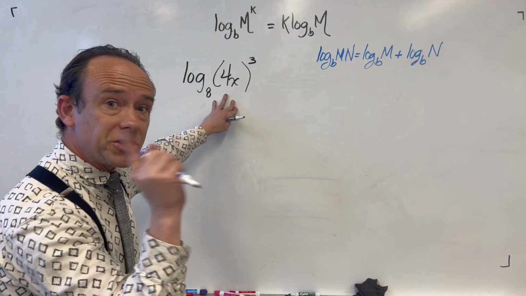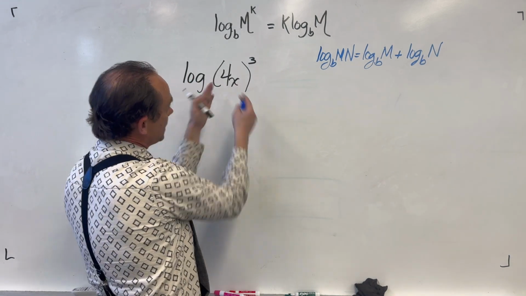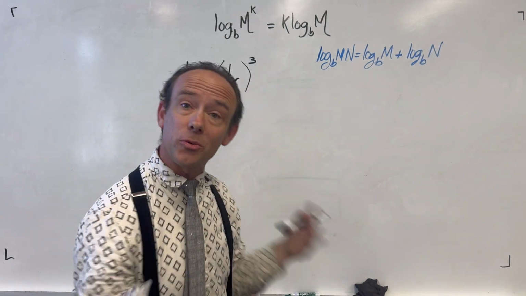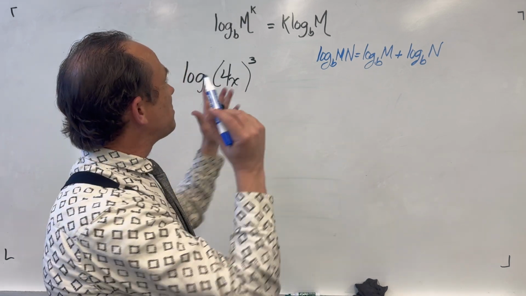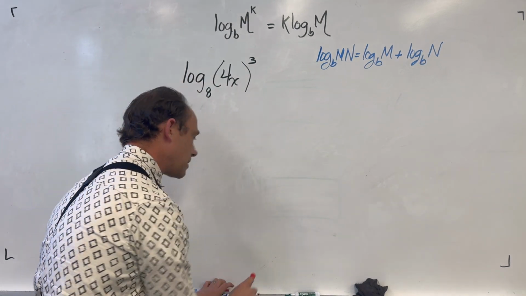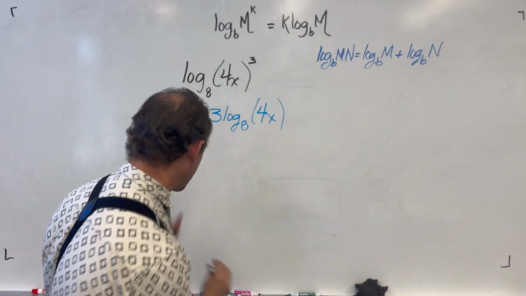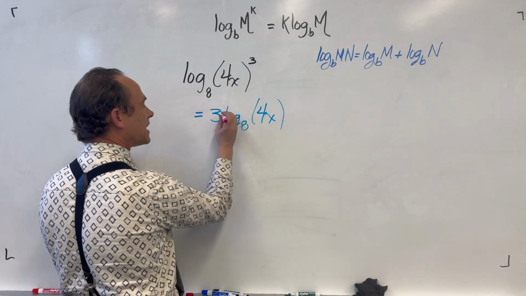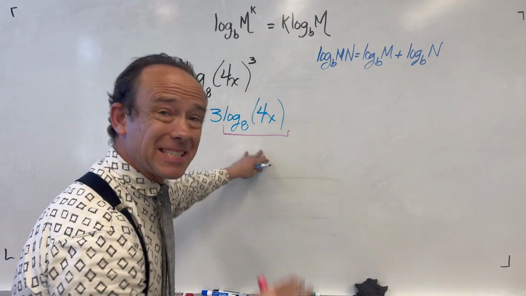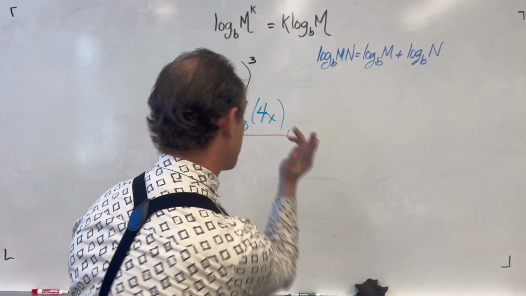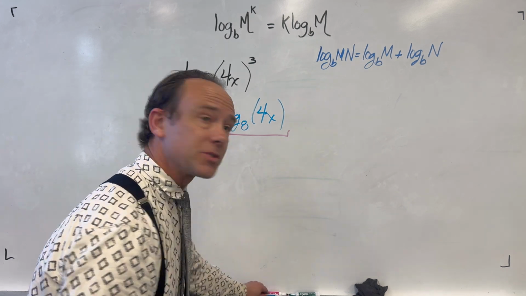Okay, so here, the first thing we're going to do is use the power rule, right? Because both this number and that variable are both raised to the 3rd power. So step number 1, apply the power rule. All right, so it's 3 times all of that. And this remaining log base 8 of 4x, that's what we apply the product rule to. So let's go get it.